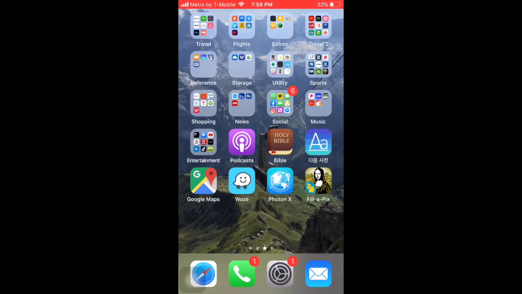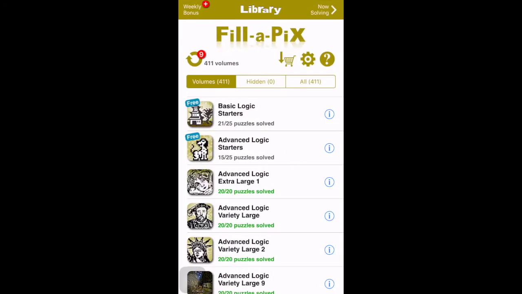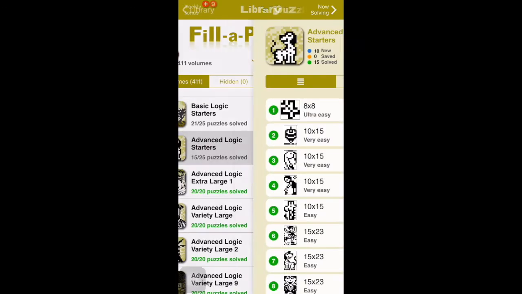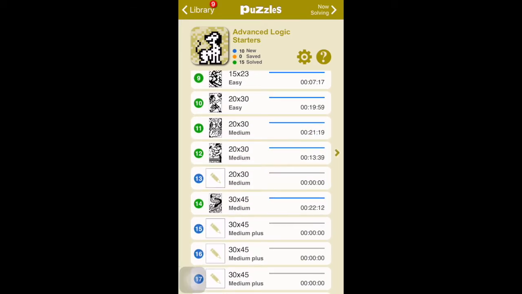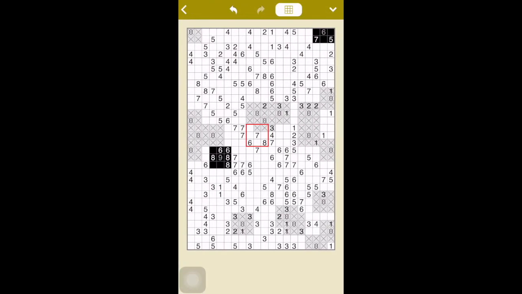Hi, welcome back. Let's continue to puzzle number 13. We are doing the second pack from the top, Advanced Logic Starters. Okay, and we're going to go to the next one, puzzle number 13.